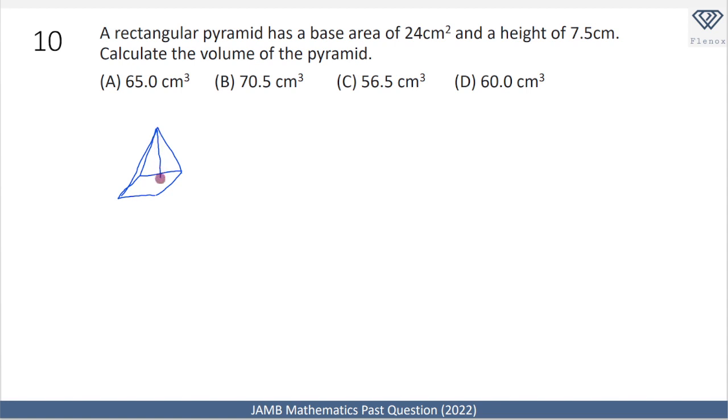We've been told that the base area, which is the area of this side over here, is 24 centimeter squared, and we're told that the height, which is the distance from here to the center of the pyramid, is 7.5 centimeters. Now calculate the volume. From shapes and volumes, we know that the volume of a pyramid is given as 1/3 times the base area times the height.